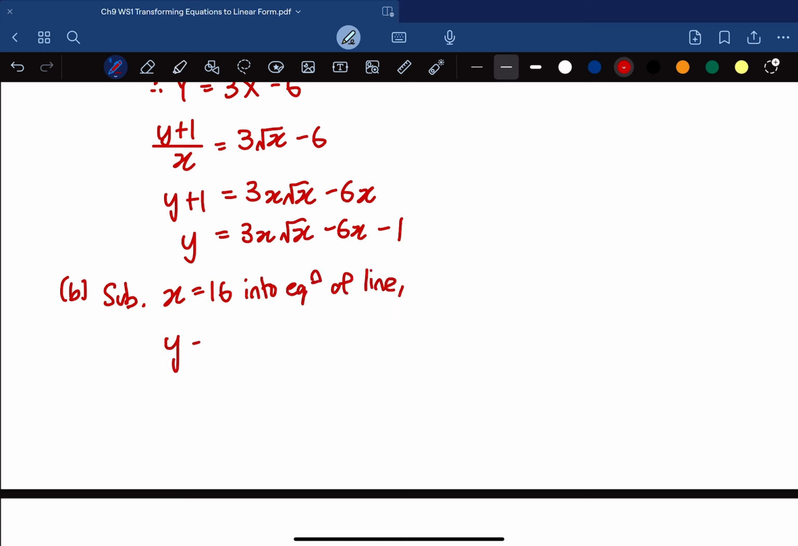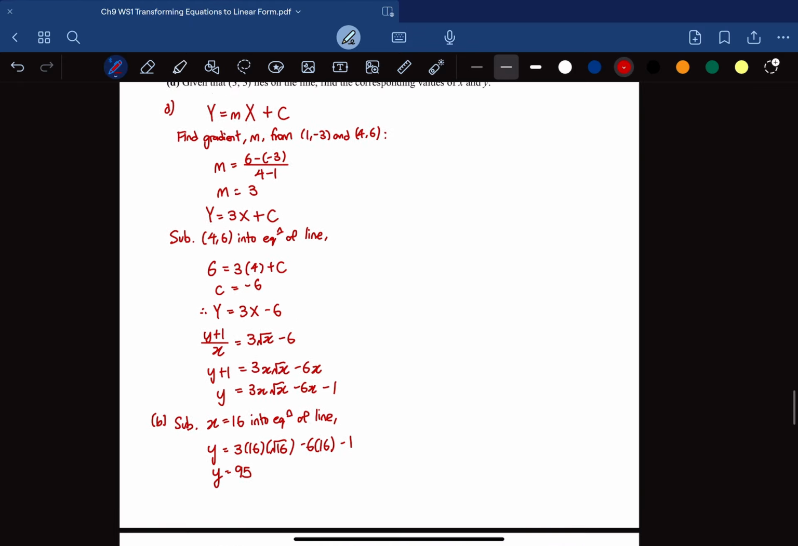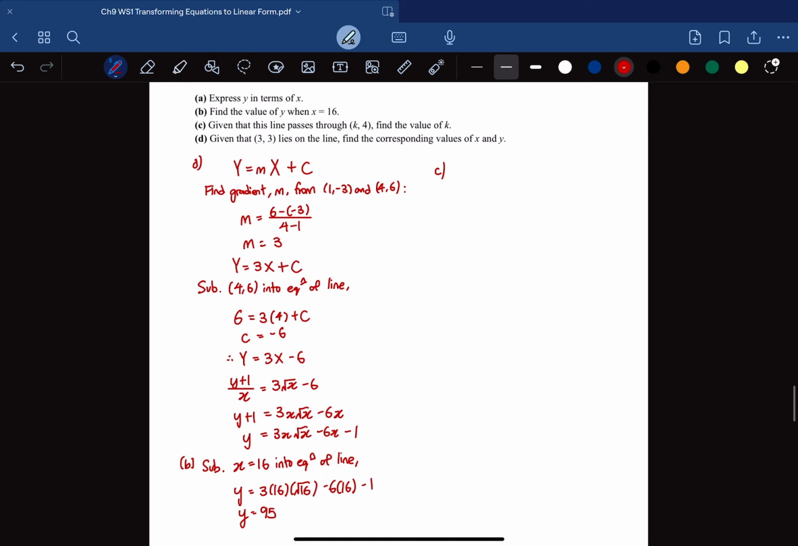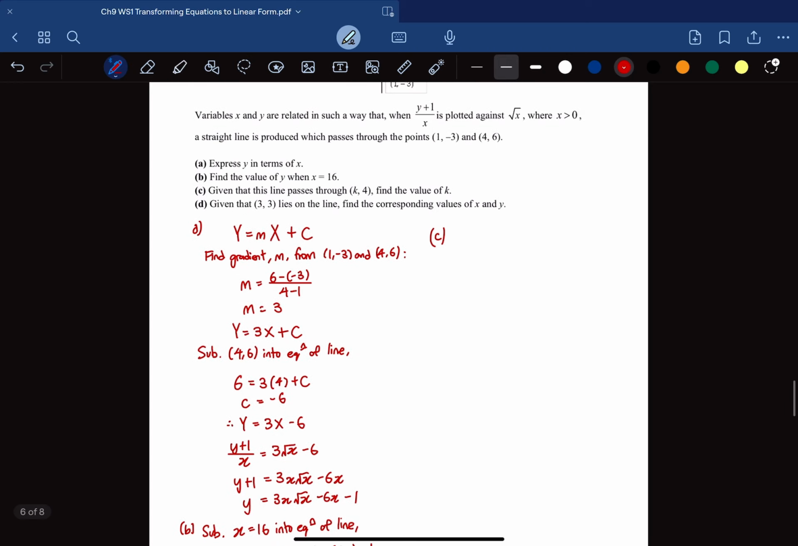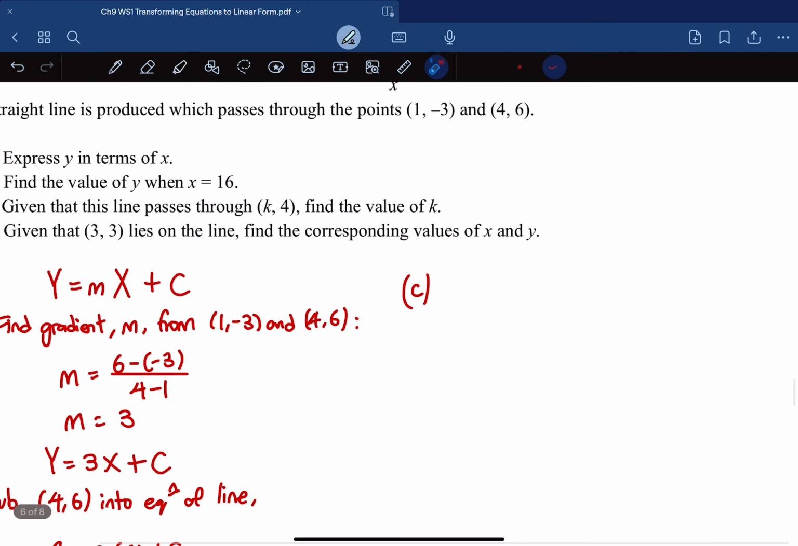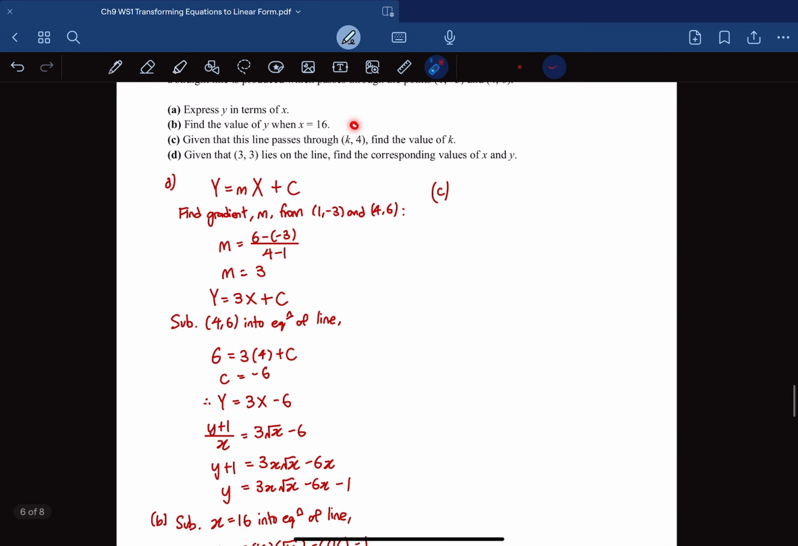Therefore, y is simply equals to 3 times 16 times square root 16 minus 6 times 16 minus 1. Evaluate this into a calculator, you should get y equals to 95. Then for part C, given that this line passes through the point k, 4. So this one here, k, 4, very important. When I sub this to find this k here, I will have to sub this back into the equation.